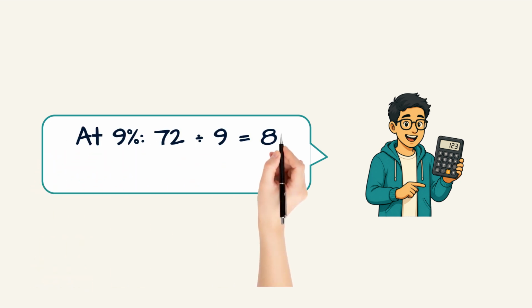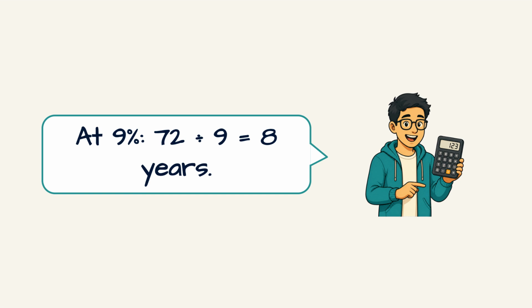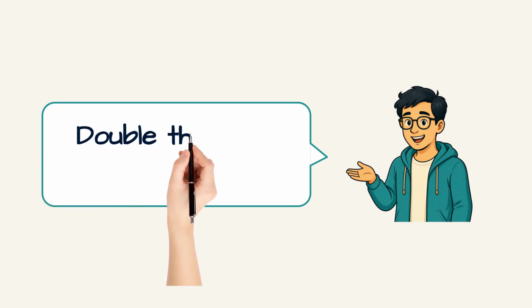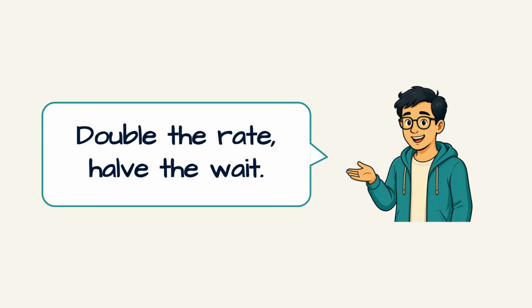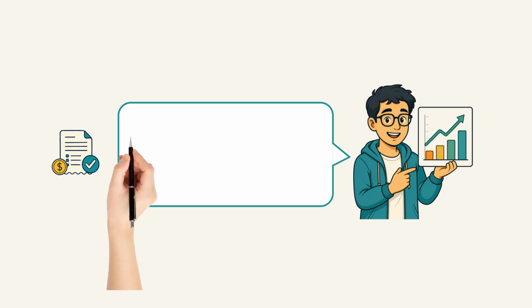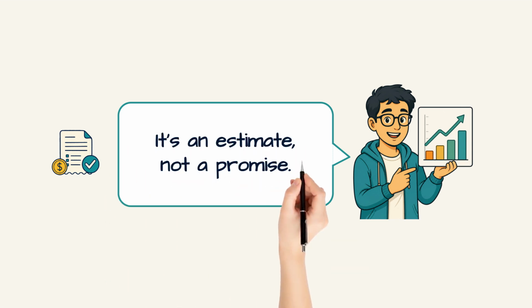Bump the rate to 9%, and 72 divided by 9 is 8 years to double. A few points of rate can shave years off the wait. That's the intuition the rule of 72 gives you. Higher rates and longer time both multiply, and you can feel it without any math tools. The rule of 72 is a close approximation, not a guarantee. Real returns bounce around, and fees and taxes take a bite. Use it to build intuition, not to promise a number.